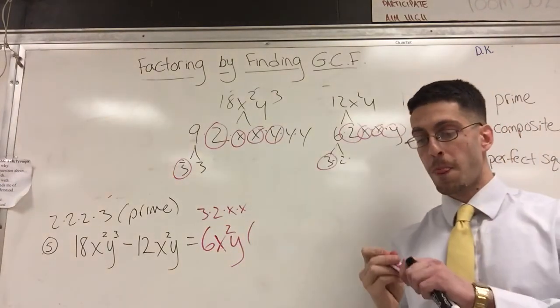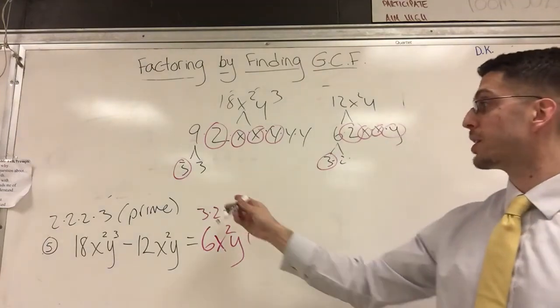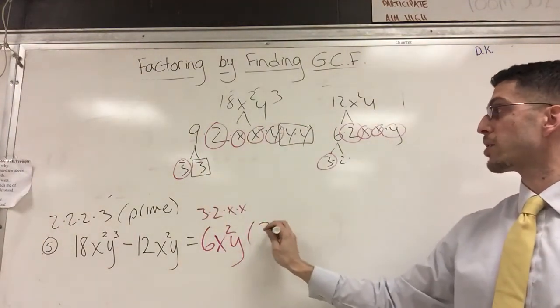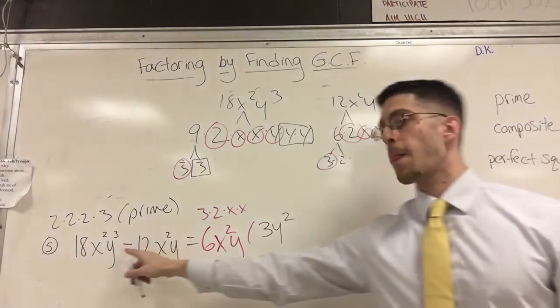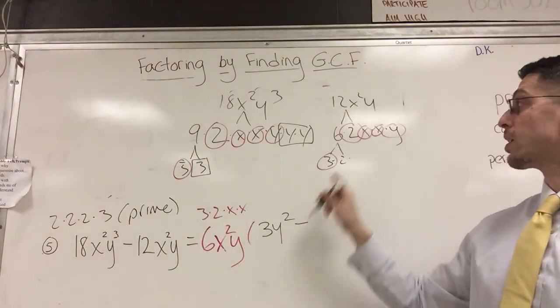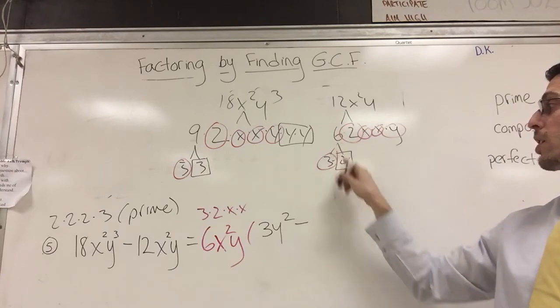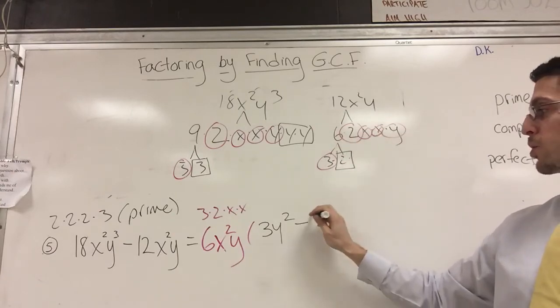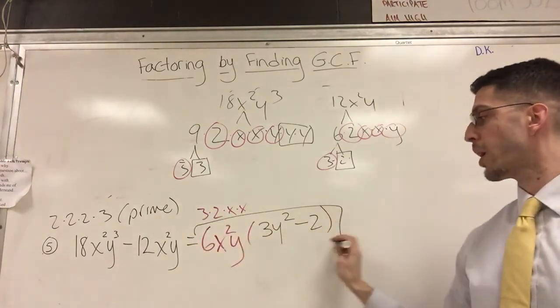Now you have to figure out what's left. So what did I not circle? There's a 3 and a couple of y's. So that's 3y squared. Minus sign, minus sign. What else didn't get circled? There's 2. Anything else? No, just a 2. And there you have factored form.